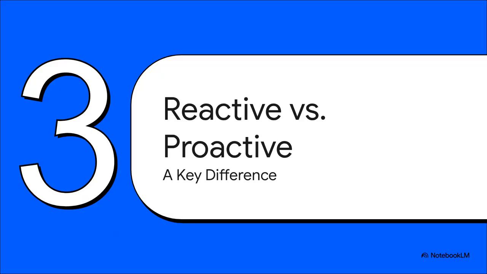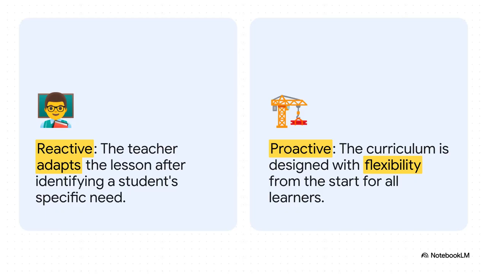And this right here brings us to the single biggest difference between these two powerful ideas. It really all boils down to one question. Are you being reactive or are you being proactive? So here it is. DI is fundamentally reactive. A teacher notices a student is struggling to read a text, so they find an audio version for them. That's a great reaction. UDL, on the other hand, is proactive. The lesson would be designed from day one with both the text and the audio options available to everybody.